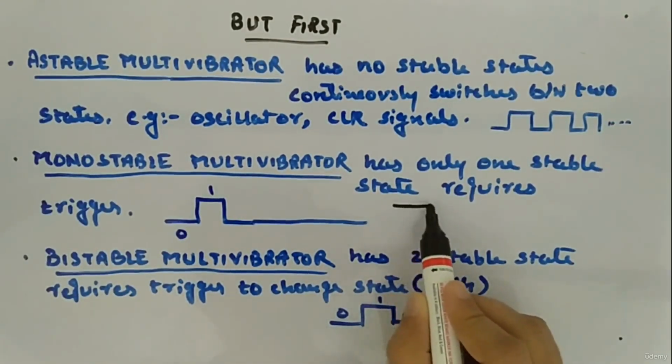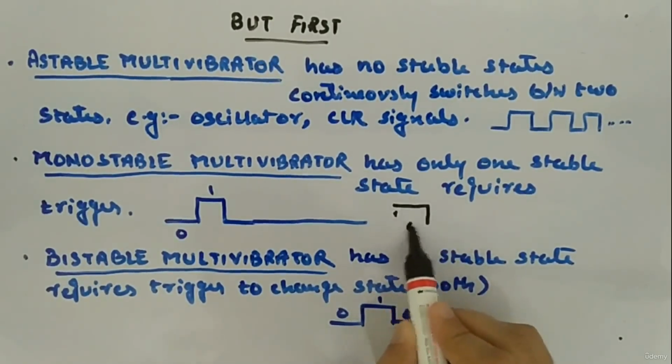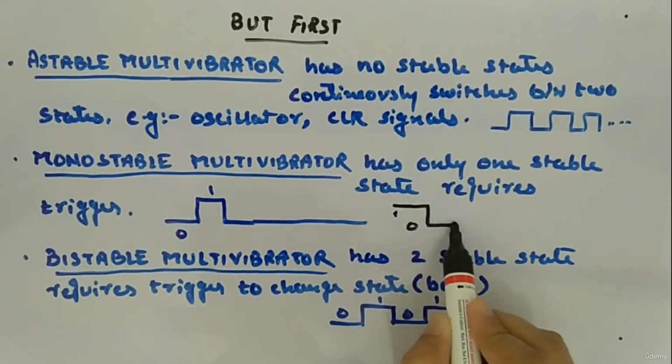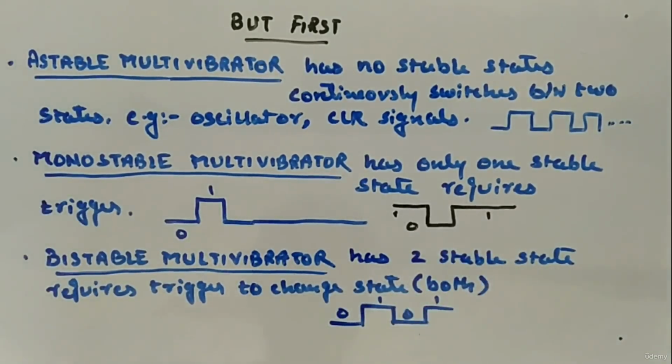Same thing you can imagine with 1 as well. It will stay at 1. You provide a trigger, it will go from 1 to 0. It will stay there for some time, then again comes back automatically and stays at 1. So it's a reverse of this thing. That kind of circuit is called a monostable multivibrator. Now the third one is bistable multivibrator, which has two stable states.